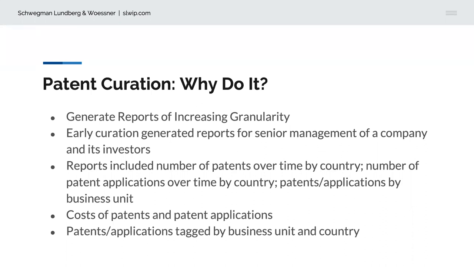So in this case, it's possible for companies to go to the next degree of tagging, which is to tag patents and applications by business unit. Next slide.